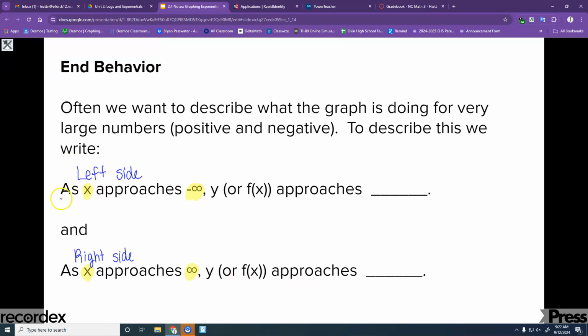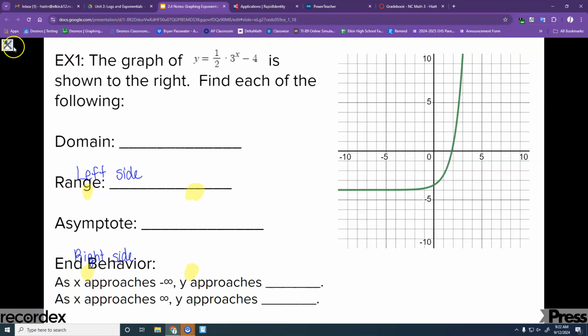Okay, so let's look here. All right, so they have given us an equation, and they've given us the graph. We are supposed to find each of the following: domain, range, asymptote, end behavior. Okay? All right, now the first one, you need to memorize this and have it seared into your brain. What is the domain of an exponential function? We wrote it down just a second ago.